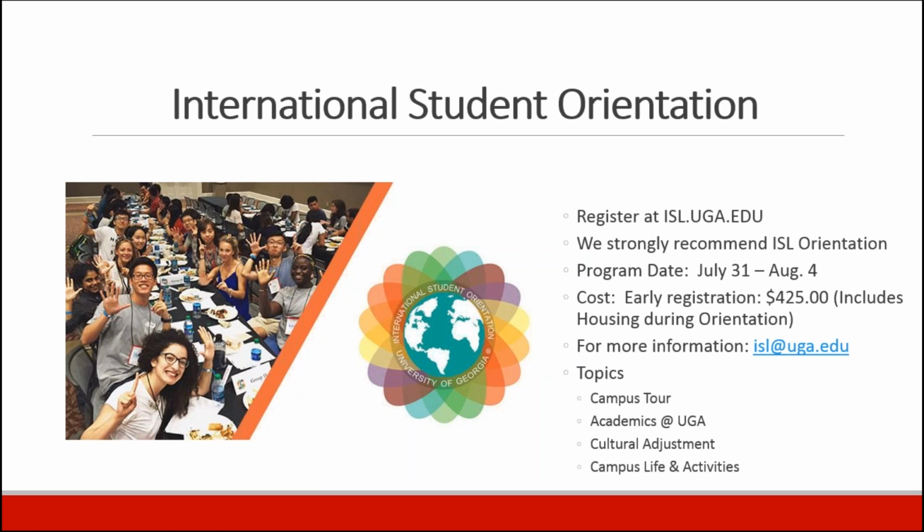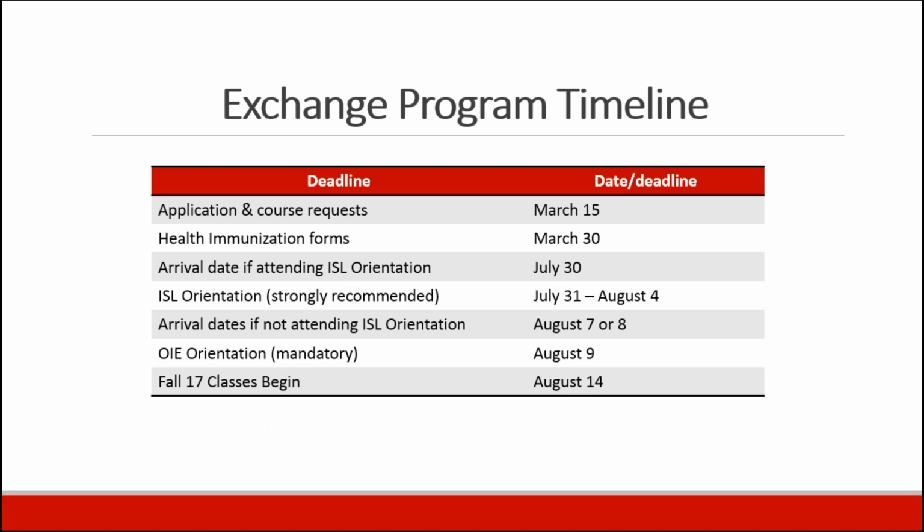The orientation topics will include campus tours to help you find your classes and get comfortable around UGA's campus. They'll discuss academics at UGA, so how studying habits might differ, how testing might differ. Also cultural adjustment, helping you adjust to life in the United States. And then general campus life activities that will help you be more aware of everything that UGA has to offer.